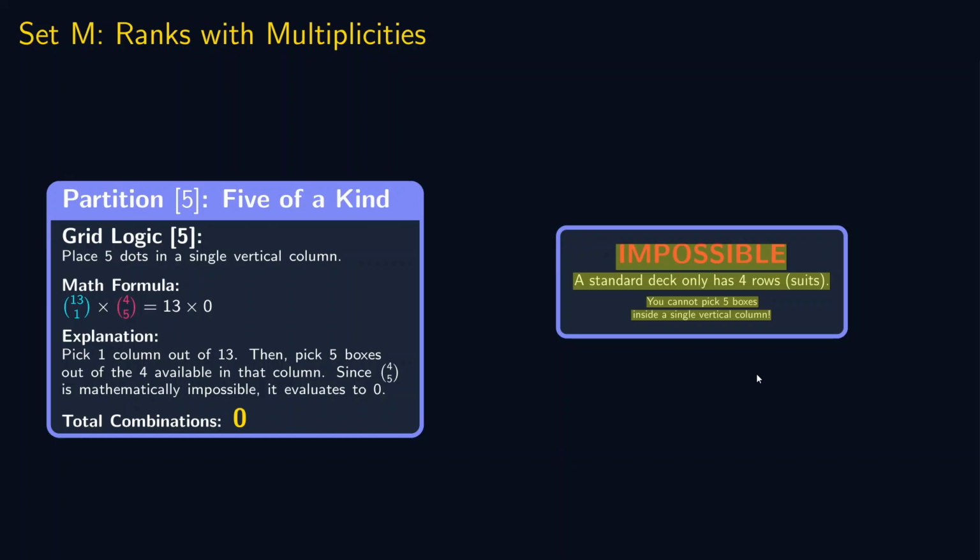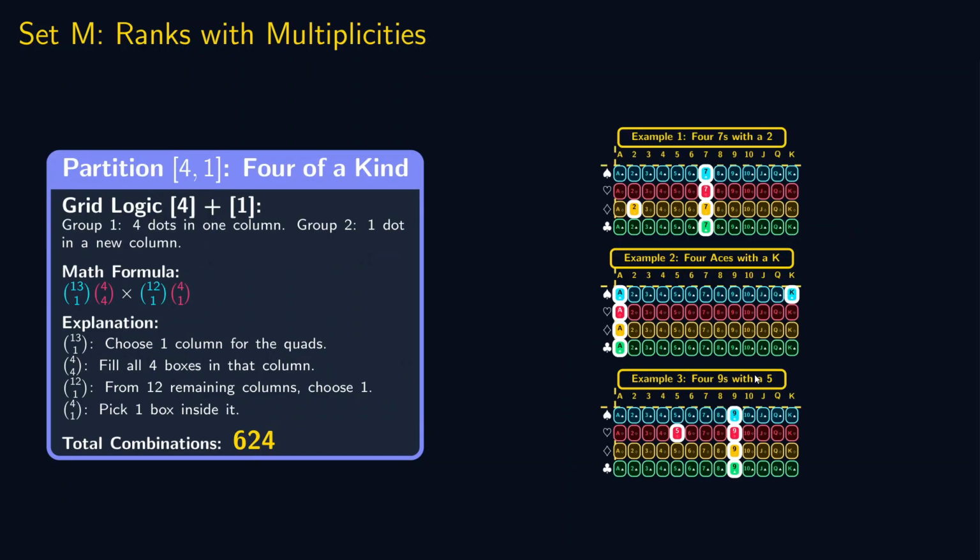We now move to the second partition, which we write as 4 plus 1. This is the 4-of-a-kind hand. In the grid, this hand splits neatly into 2 groups. The first group has 4 dots, and they all go into one column. The second group has a single dot, and it goes into a completely separate column.